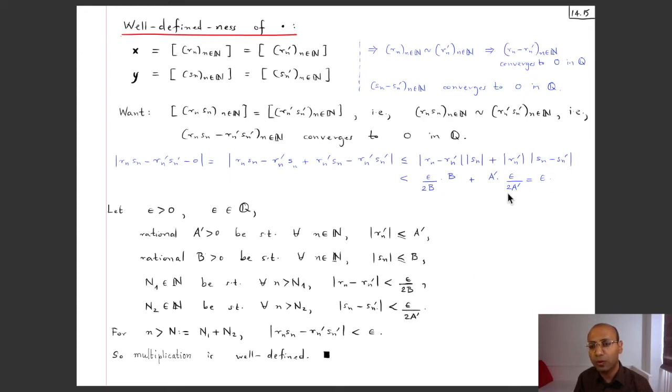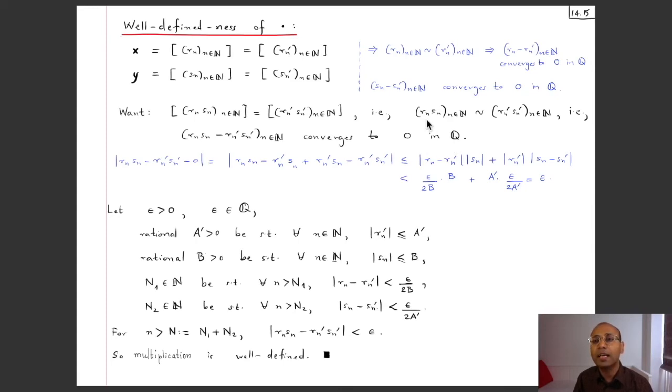And so overall we get this quantity which is equal to epsilon, because the a prime cancels, the b cancels, and I'm left with epsilon by 2 plus epsilon by 2, which is equal to epsilon. So given any epsilon positive, we have managed to produce an index such that beyond that index, the distance of the nth term of this sequence to 0 is smaller than epsilon. So this sequence converges to 0 in Q.